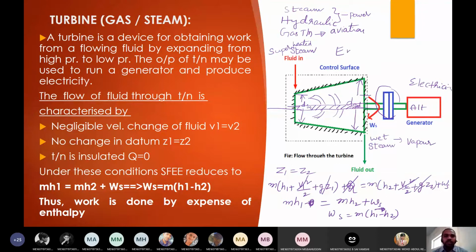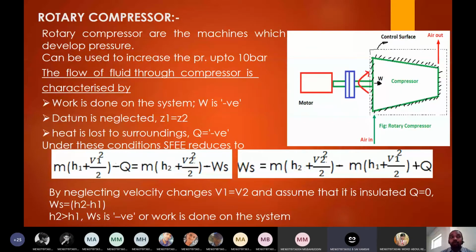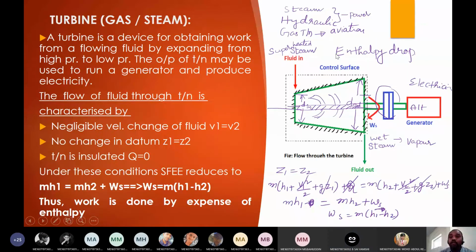Is the turbine clear? Any doubt you can ask me, or else I'll go to the next. Listen, turbine is a work producing device. Work done by the system is positive. I got positive only because H1 is greater than H2. When H1 is greater than H2, H1 minus H2 will become positive. Agree? Yes, sir. So W is positive because work is done by the system, because turbine is a work producing device.